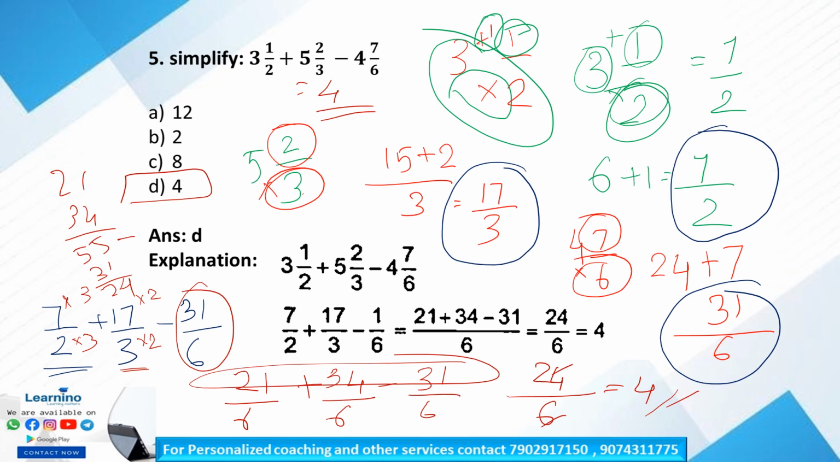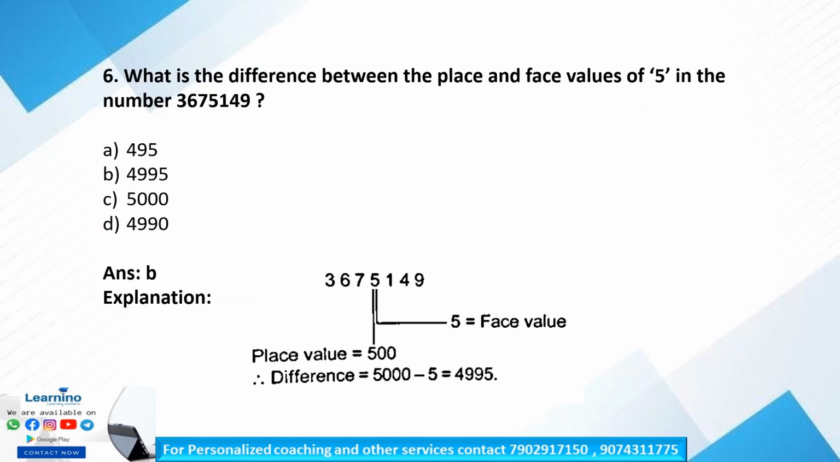So next question, question number 6. What is the difference between the place and face values of 5 in the number 3,675,149? So what is the face value of 5 in this figure? Face value is 5 itself. The face value of 5 is 5 itself. What about the place value?